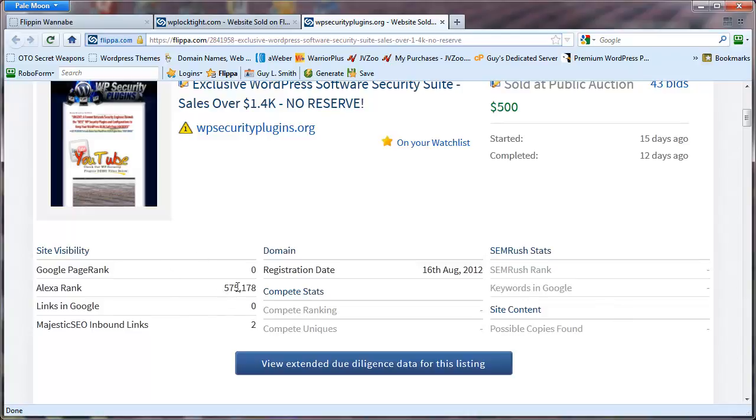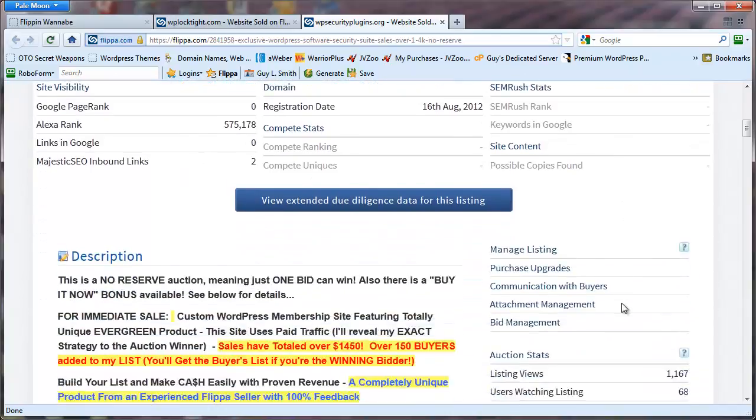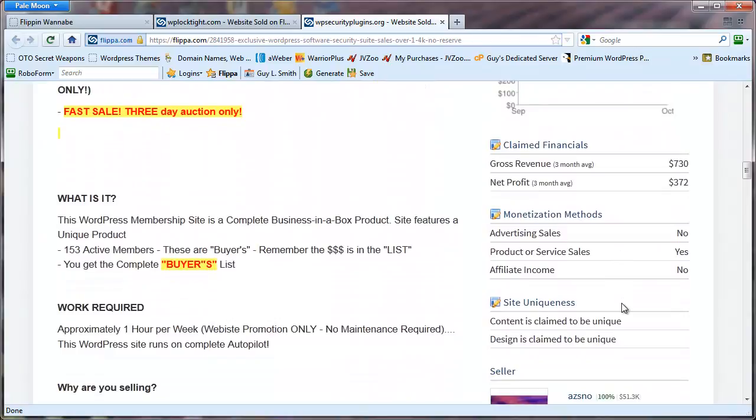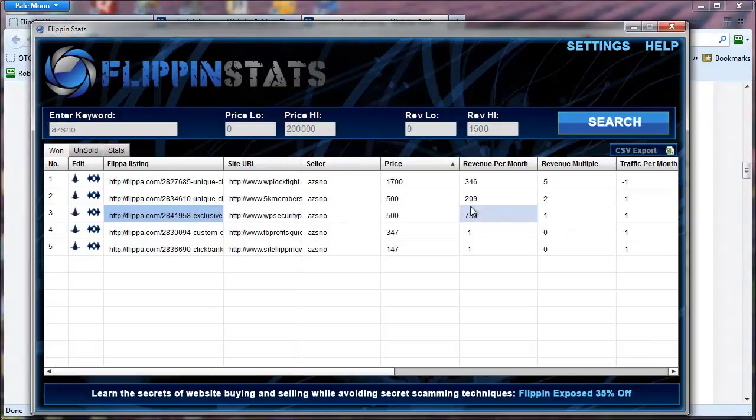But look at the Alexa. It's 575,000. The site was getting massive traction, getting a lot of traffic, and it was doing really well in sales. Unfortunately, for whatever reason, it just didn't take off. You see the gross monthly revenue, $730 a month, and that's a real figure. That is not inflated, and the site only fetched $500. But hey, the site made a couple of grand, $2,500, I think, in total sales, something like that. So to me, it's a winner. You can't go broke making a profit, but it didn't have a great multiple for the revenue.